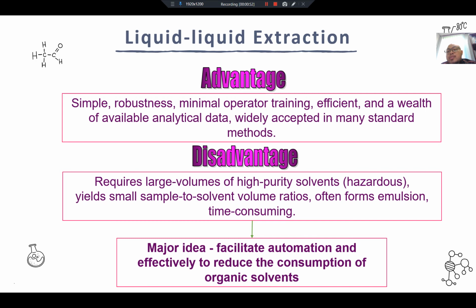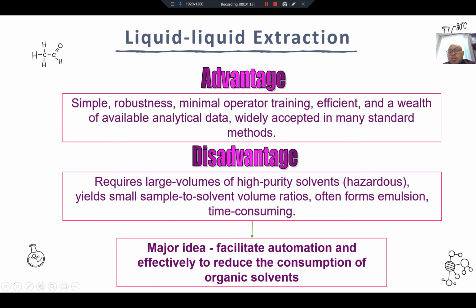Of course they have employed, for example, SPE, which we actually put under conventional. They actually also employ SPME. Right. So these are the advantages of liquid extraction, but of course ada kelebihan, ada kekurangan. So we also have the disadvantages of LLE.